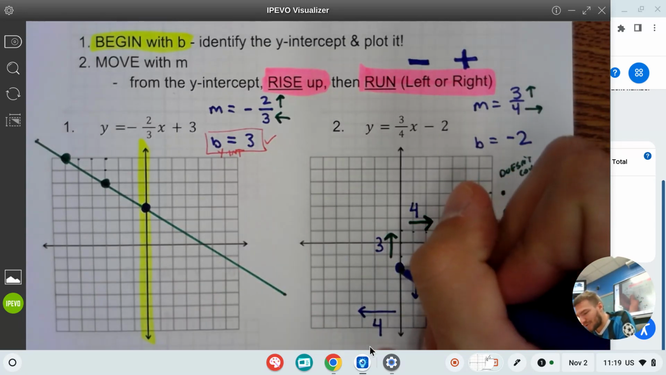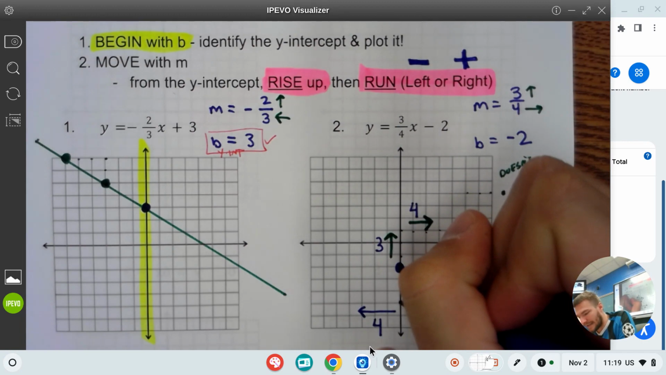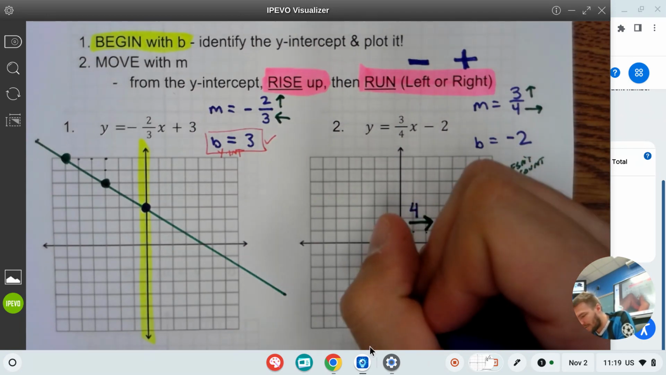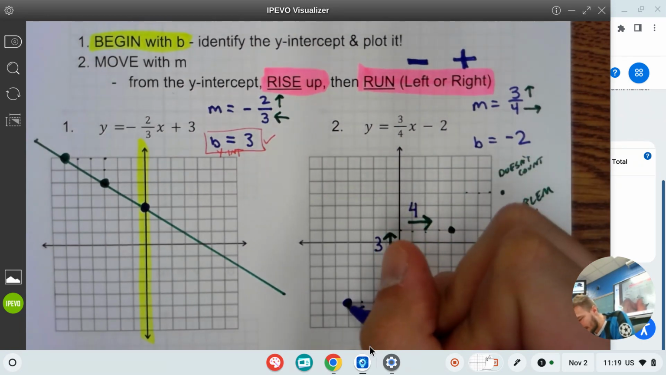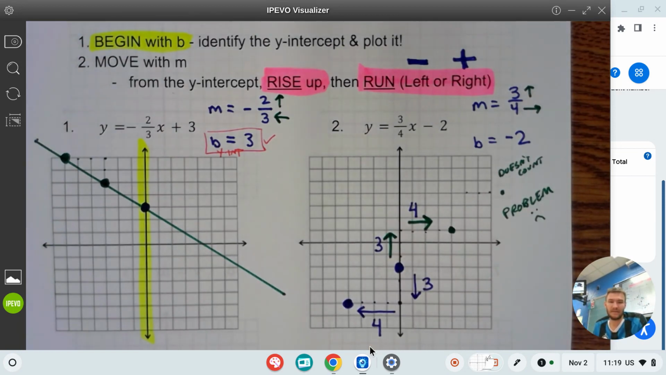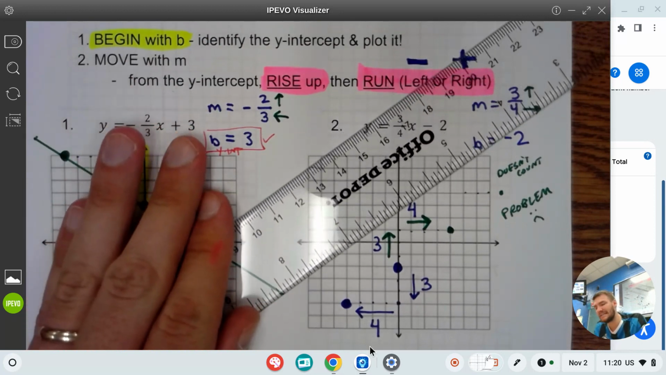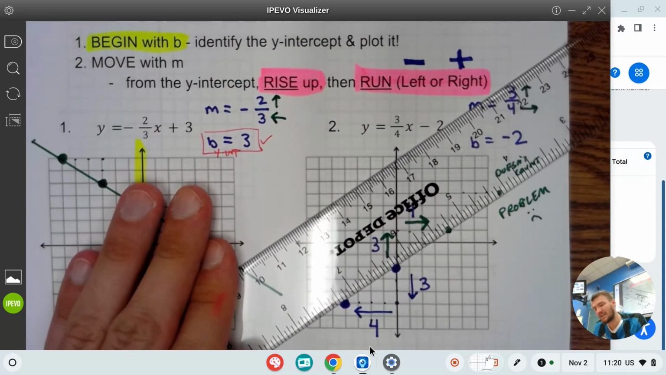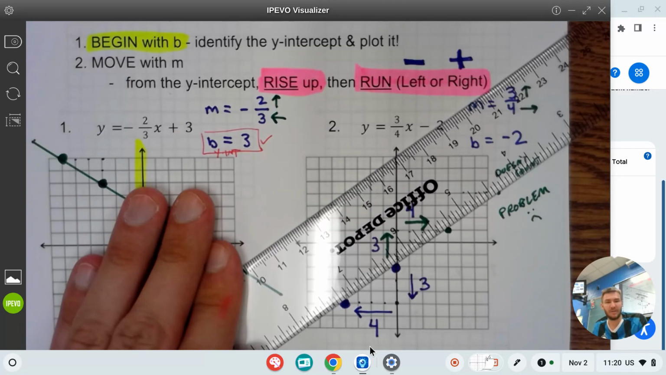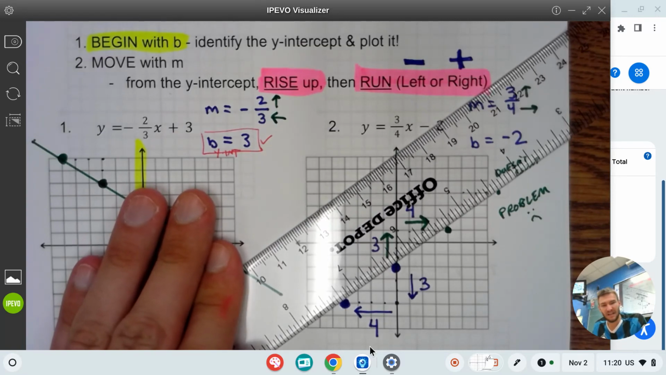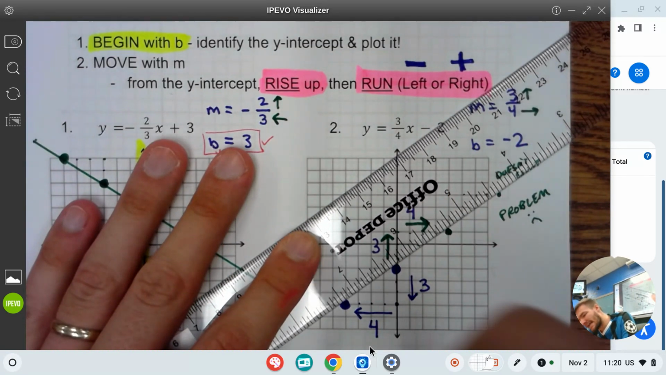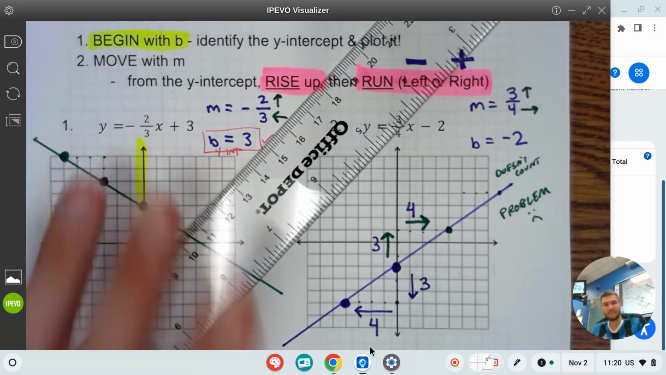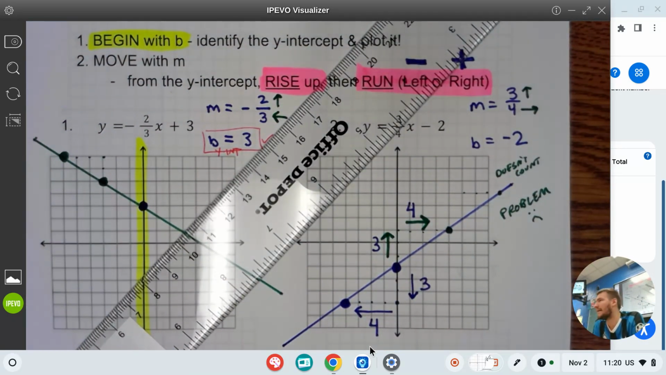So I'm going to go down 3. 1, 2, 3. I'm going to go left 4. 1, 2, 3, 4. This dot should still be in my perfect line. So if you use your ruler, even though we went in different directions, how does it look? It still looks pretty good, right? It still looks like a nice straight line. We draw our line and we're good.